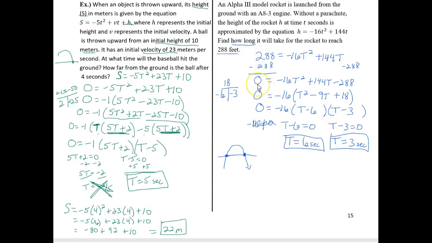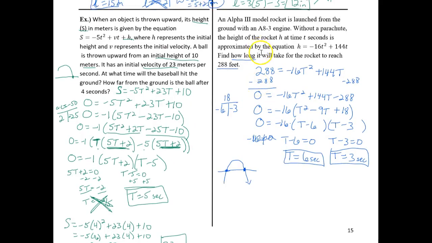And there you go. So how do we solve these types of problems? We plug in the height, whether it's on the ground and the height is 0, or they give us a specific height. We get everything on one side, factor, and then use the zero product property to solve.